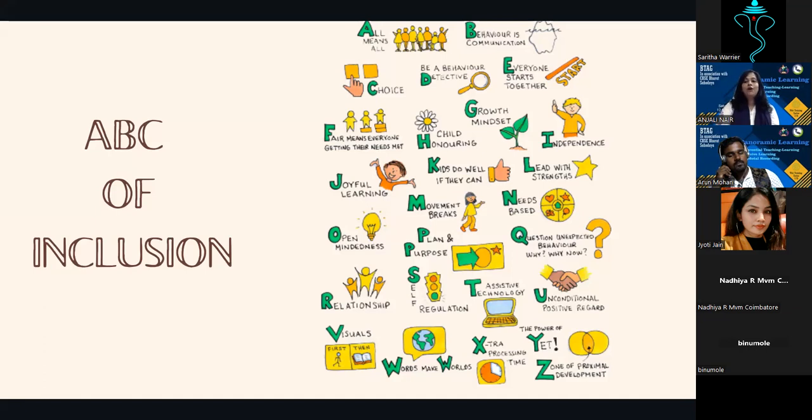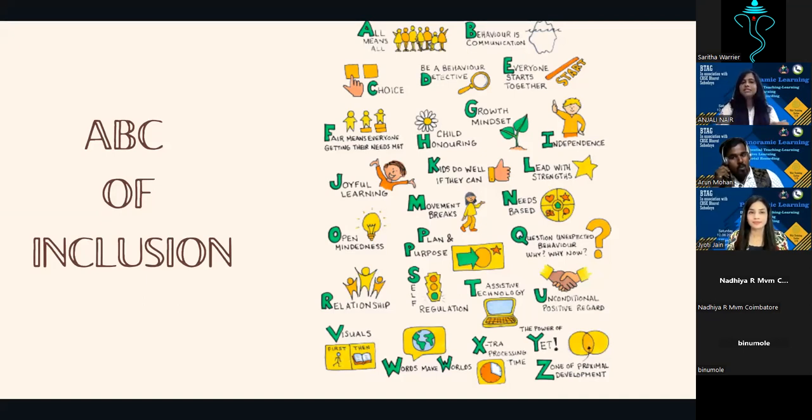The power of yet. A realization that some things are worth waiting for, and those things take time to work. So you have to make them believe in the power of yet. And last but not the least, zone of proximal development. What is this zone of proximal development?